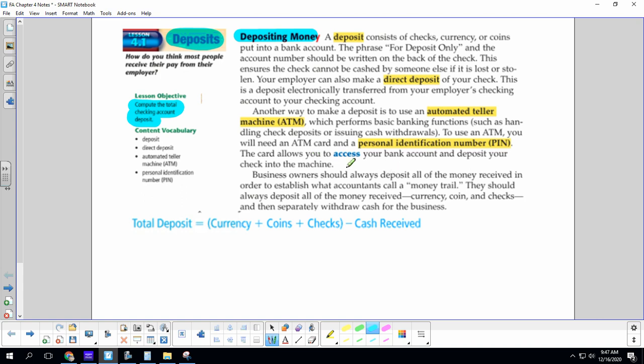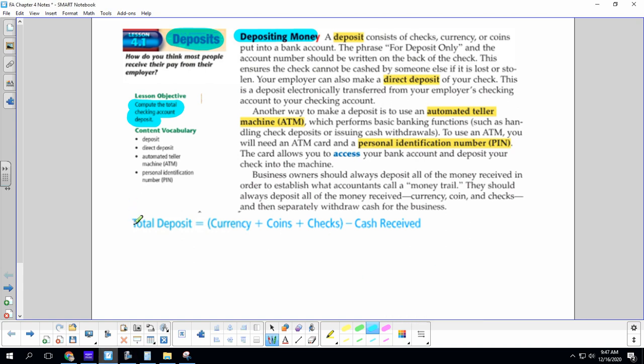Business owners should always deposit all of the money received in order to establish what accountants call a money trail. They should always deposit all of the money received, currency, coin, and checks, and then separately withdraw cash for the business. One more way you can deposit money is some banks have an app where you can take a picture of the check and it automatically will transfer into your account.